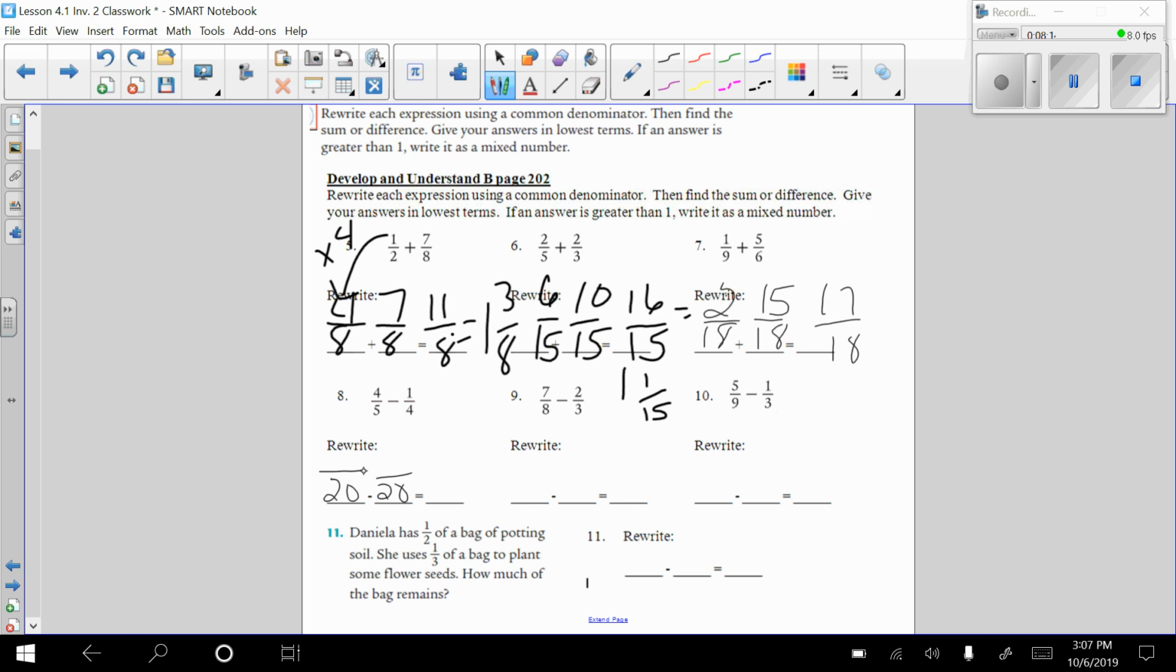What did I do to 5 to get to 20? I multiplied it by 4. I need to do the same thing to the top. 4 times 4 is 16. What did I do to 4 to get to 20? I multiplied by 5. 5 times 1 is 5.